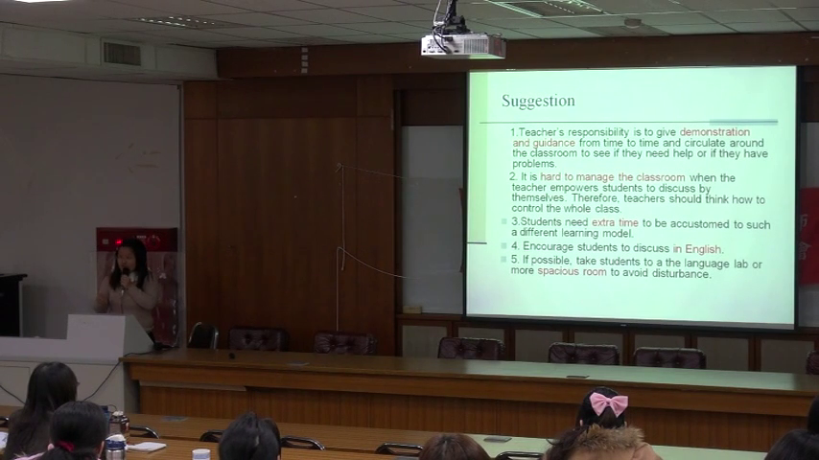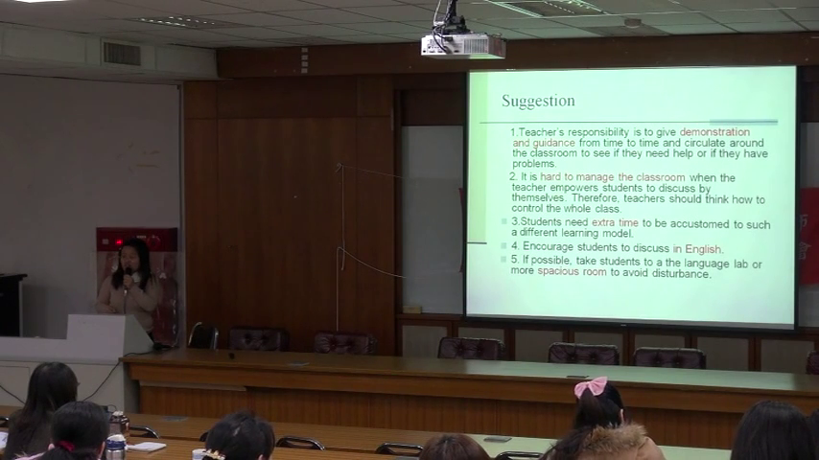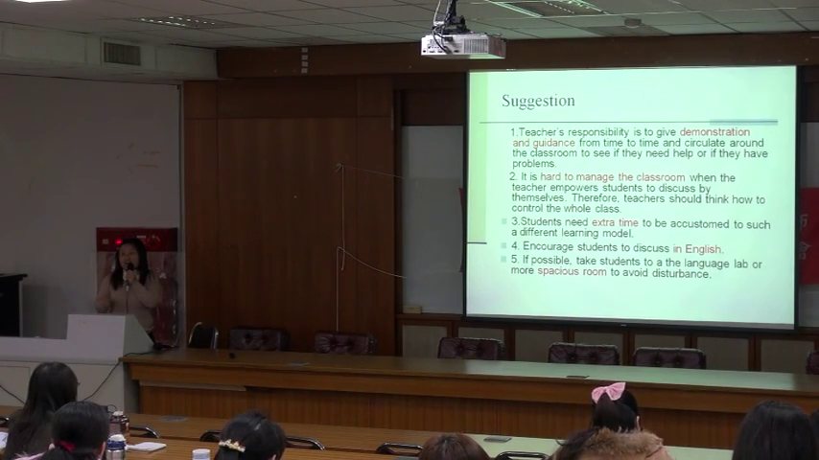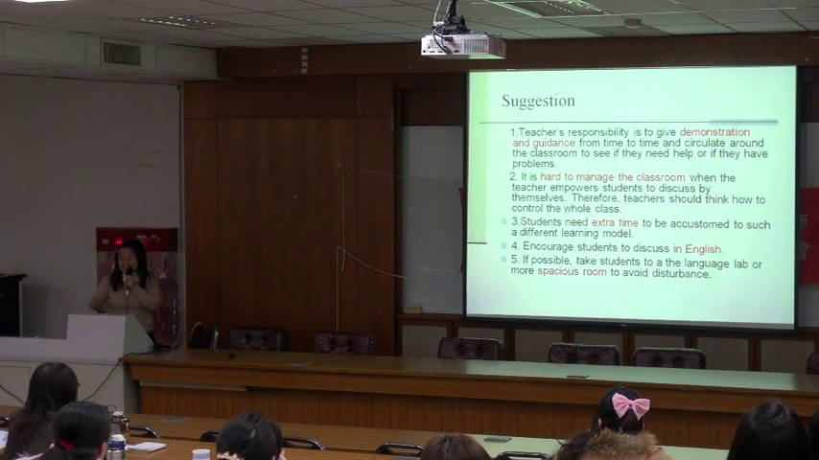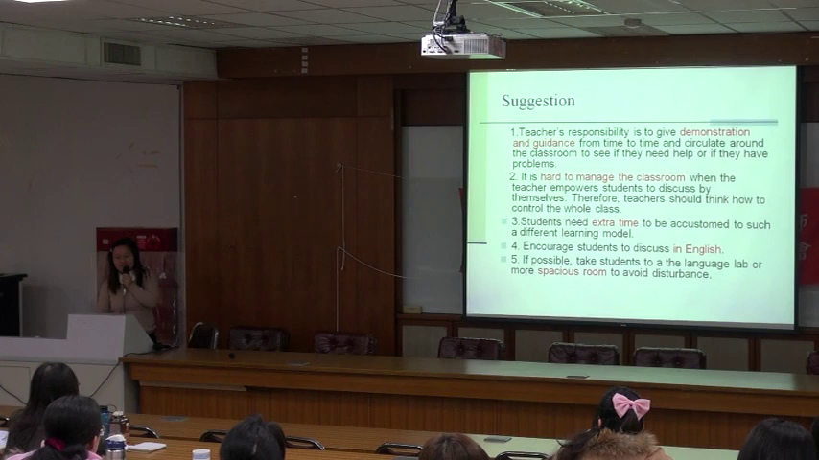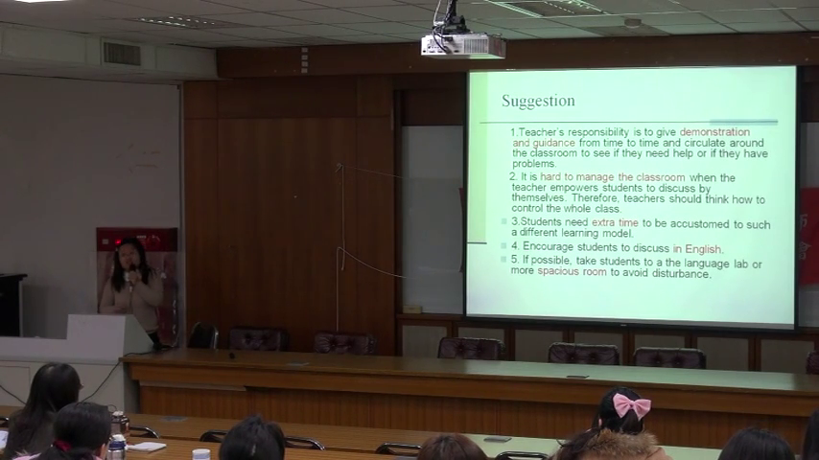So they need time to learn, and teachers should circulate around the classroom more often, for fear of arguments or other problems. Number two, it's hard to manage the classroom, because when you empower students to talk, they will just talk, and most of them just do the chit-chatting. So teachers should think of the best way to control the whole class. And for the third one, students need extra time, because they are accustomed to a different learning model.